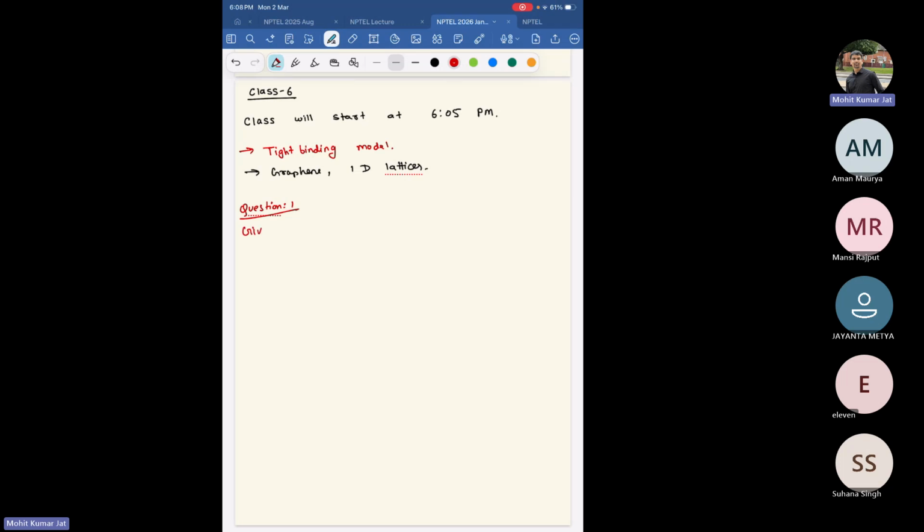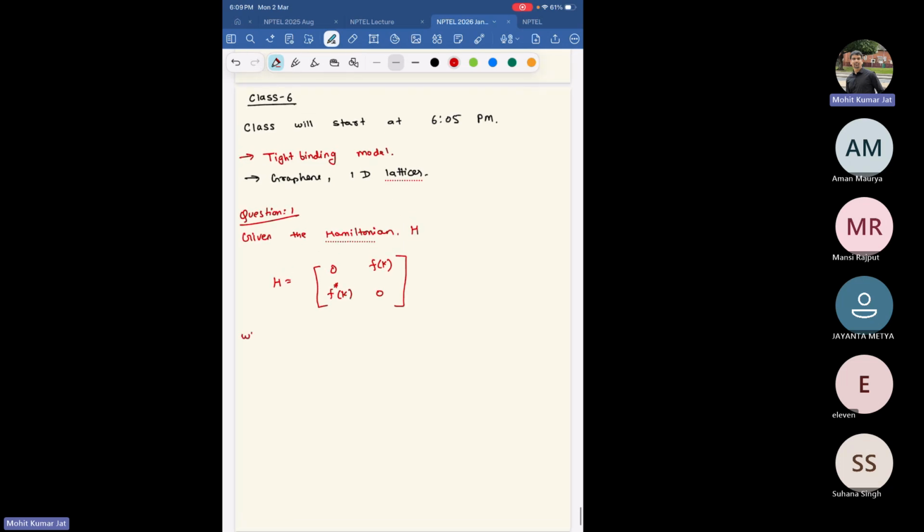Given the Hamiltonian H, which goes like H equals 0, 0, there's a term Fk, and then there's a term F star k, which is the complex conjugate of Fk, and where Fk is minus t, t is the hopping parameter, e to the power i kxa plus 2 exponential minus i kxa by 2, and cos of square root 3 by 2 kya.